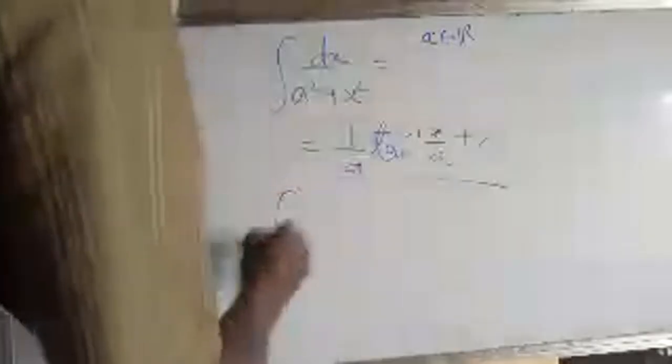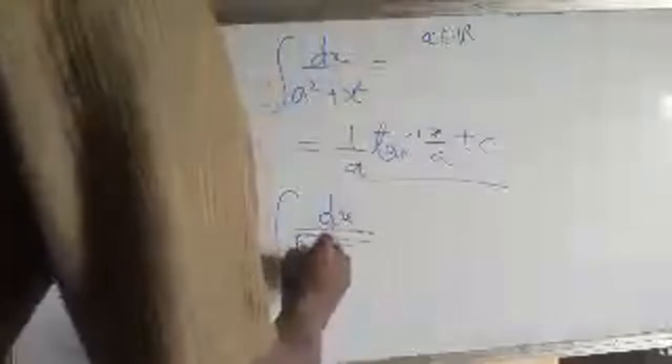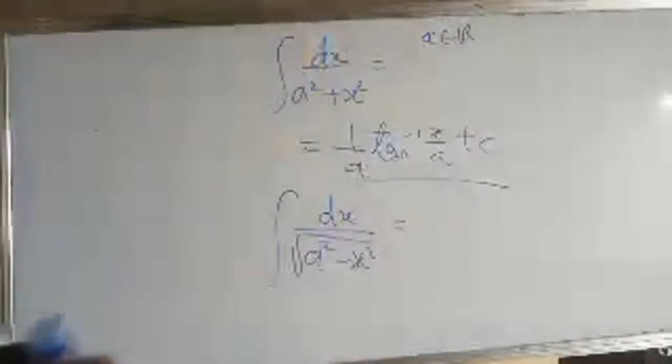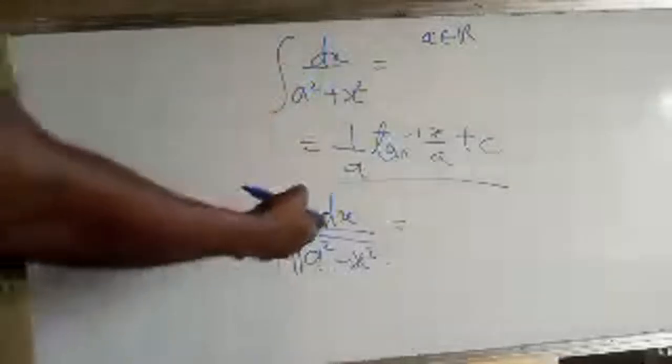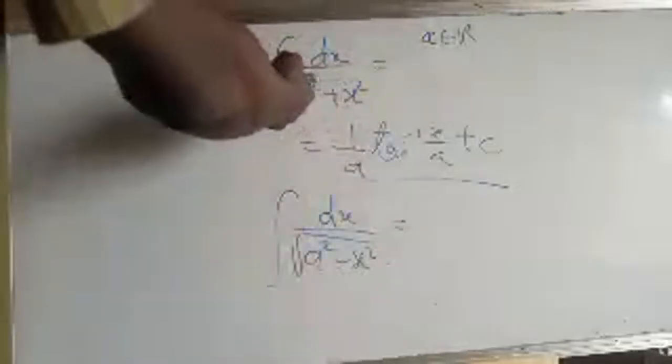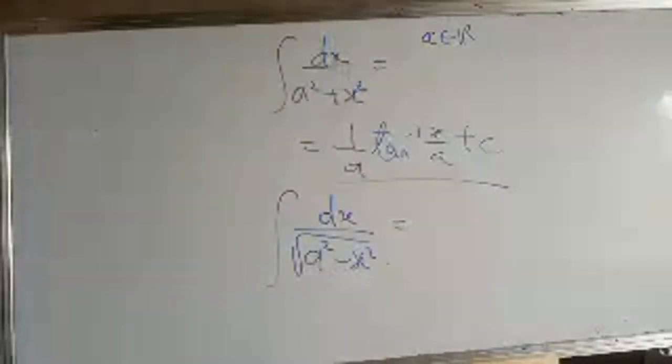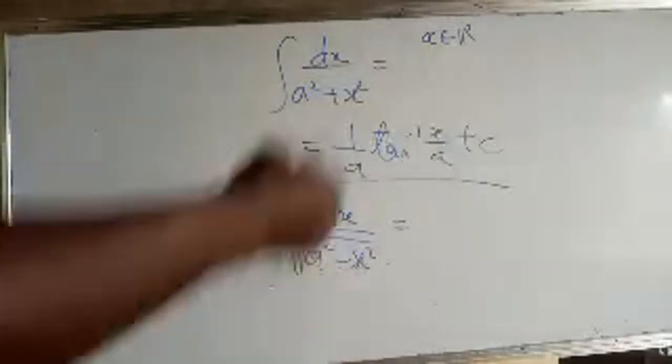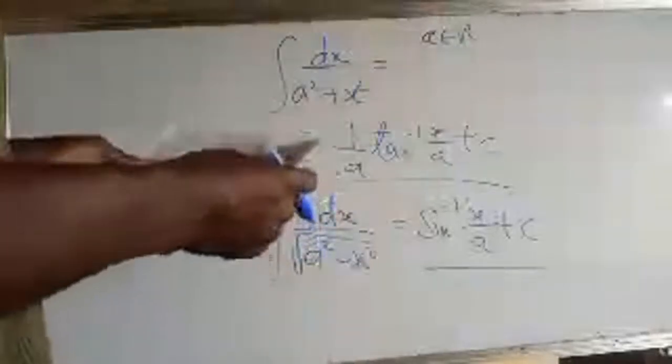Now, suppose we have the integral of dx all over the square root of a squared minus x squared. How do we integrate this? Beautiful. Now, you could see that here we have a subtraction sign, that's a minus sign, and we have a square root. It's different from this one, where there's no square root but there is a plus sign. So what you just need to do is say arc sine x all over a plus c. It's a rule that must be followed. That is how that is done. Don't forget, I said our a is a constant.